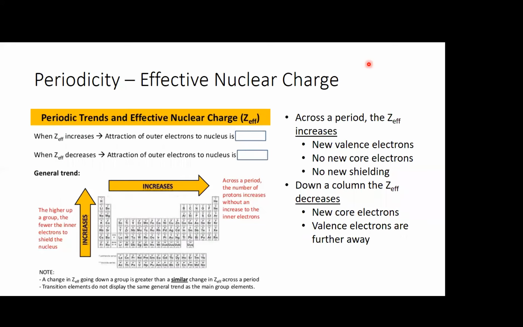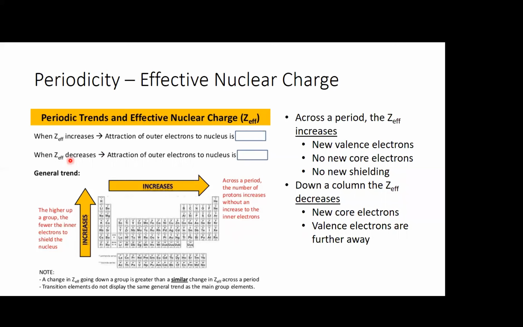So I've got a rather busy slide here. So the periodic trends going across the periodic table, when the effective nuclear charge increases, attraction of the outer electrons to the nucleus increases. Okay, and so when Zeff decreases, the attraction to the outer electrons decreases. So what does that actually mean?